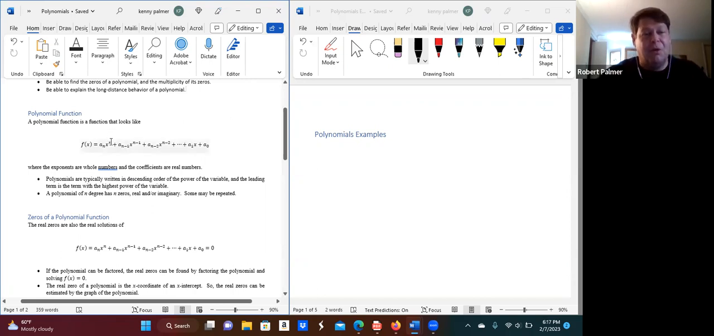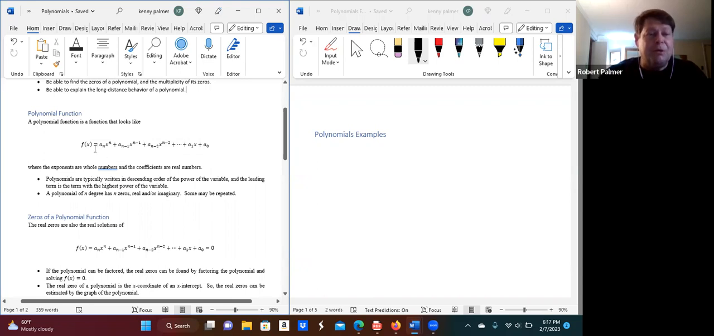Remember, whole numbers are 0, 1, 2, 3, and so forth. So no negative powers, no powers of fractions, or powers of decimals, anything like that. The exponents are all whole numbers. And the coefficients, the a's, the numbers in front of the x's, are real numbers. Now, they can be any kind of real number, fractions, decimals, positive, negative, whatever.